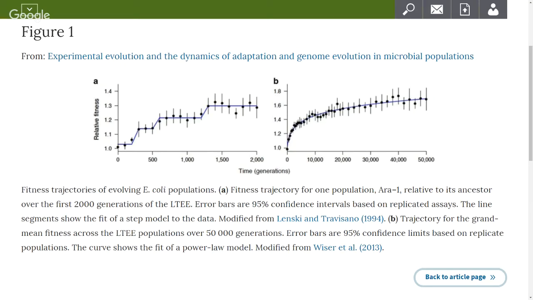Let me go back to questions here. Let's see, show us the graph. So I'm showing you the graph right now. Hopefully you can see that. Yep. So this graph here, graph B, is the one that shows us this leveling out of the fitness of the bacteria over time.